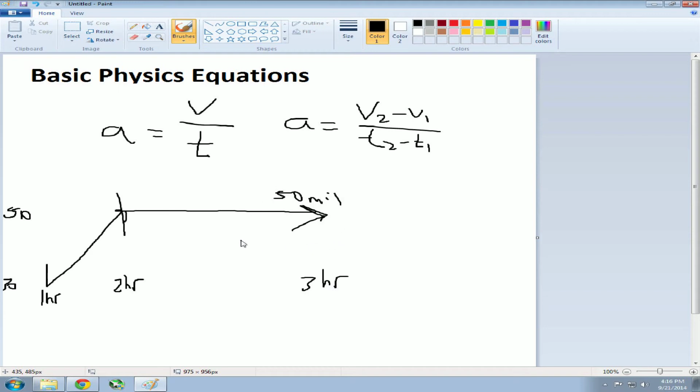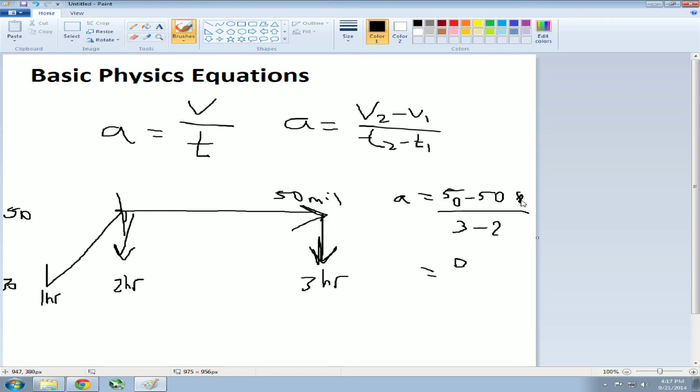And what's the acceleration? If you know anything about cars, you know that if the car is holding a constant speed, it has no acceleration. It's not increasing speed or decreasing speed. So let's apply this to this formula, right? Acceleration is the final speed minus the initial speed. The final speed is 50, and the initial speed is also 50, over the change of time. The final time is 3 hours, and the initial time is 2 hours. So then you end up with 0.